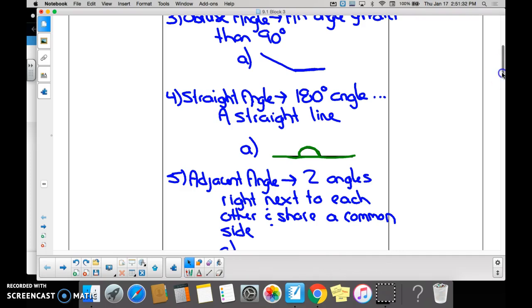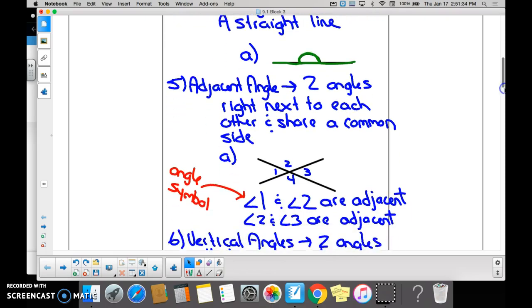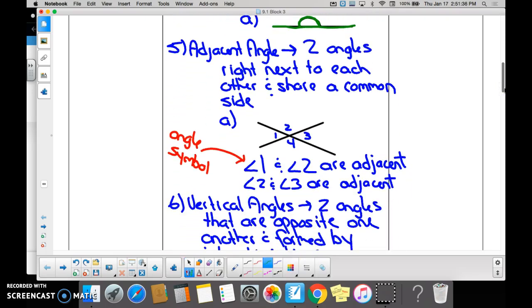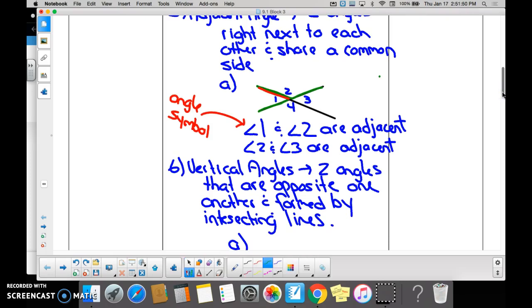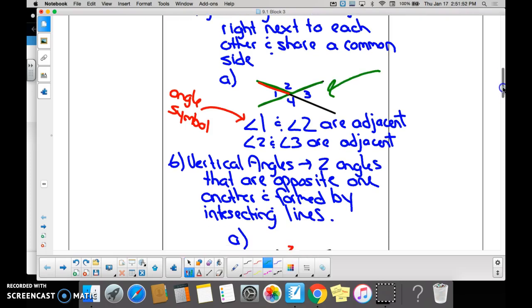Adjacent angles are two angles that share a side. An example of adjacent angles would be angle 1 and angle 2. Do angle 1 and angle 2 share a side? Yes. Angle 1 and angle 2 share that side right there. Are there more than adjacent angles in this figure? Yes, we just referenced a set.